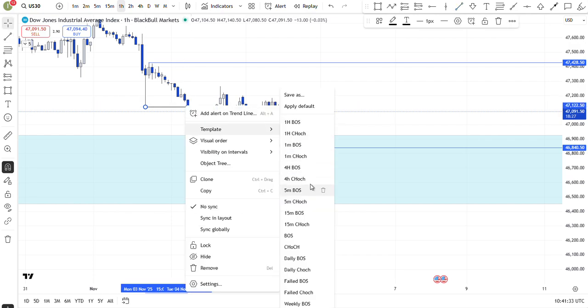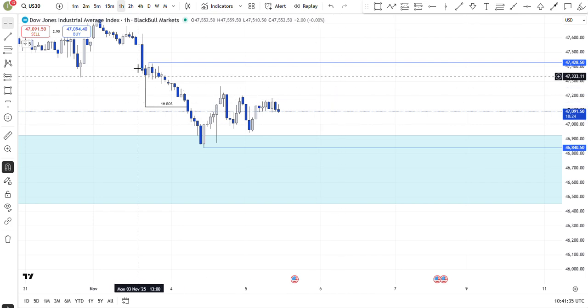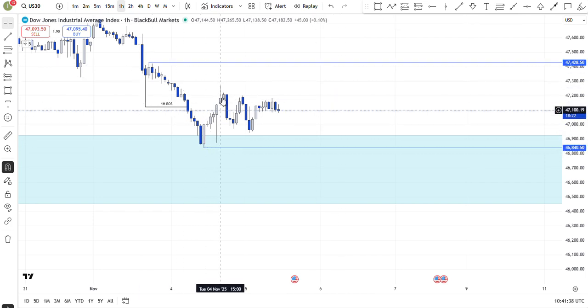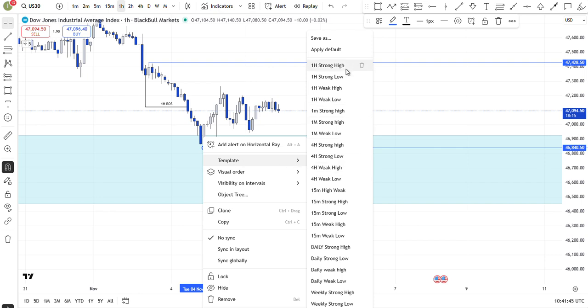And I'm just going to mark that off as a 1 hour break of structure. So that has come down to this level. It's failed to make a higher high. So right now the expectation is this will be ran. That's a weak 1 hour low. It hasn't done its job yet.